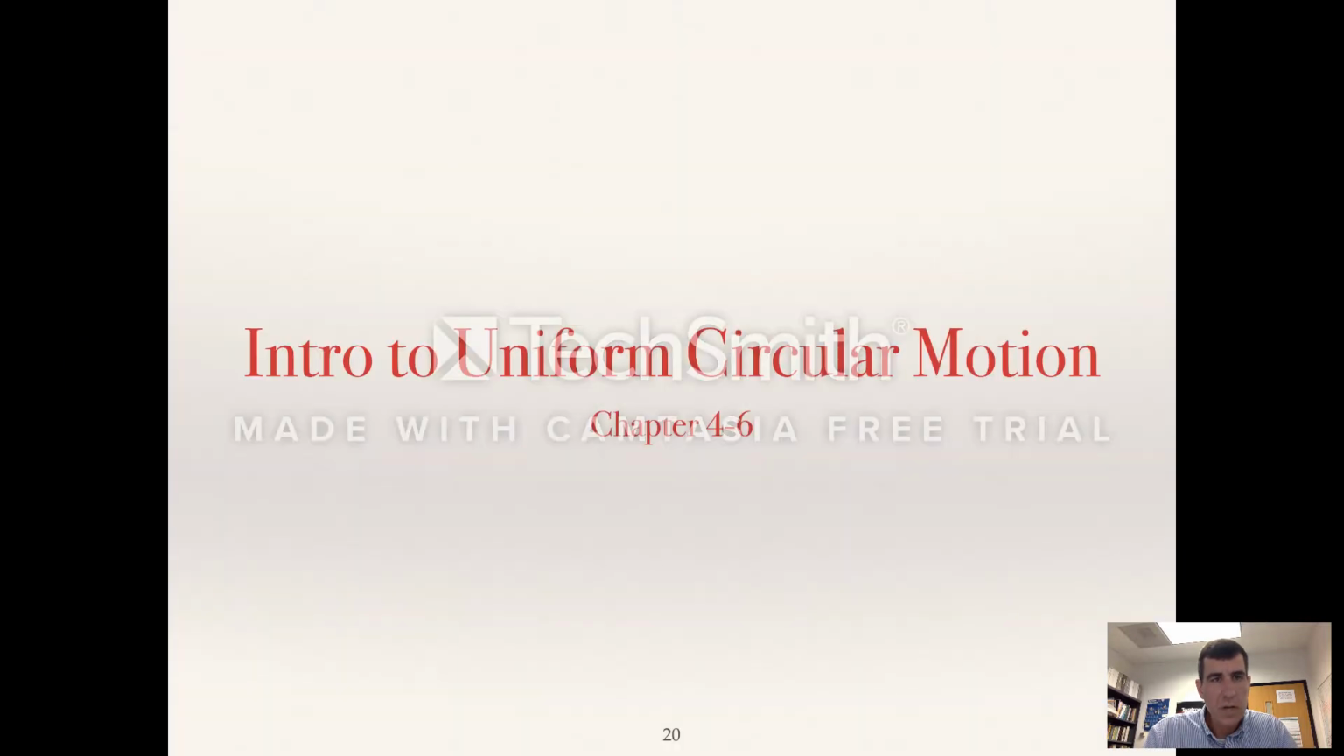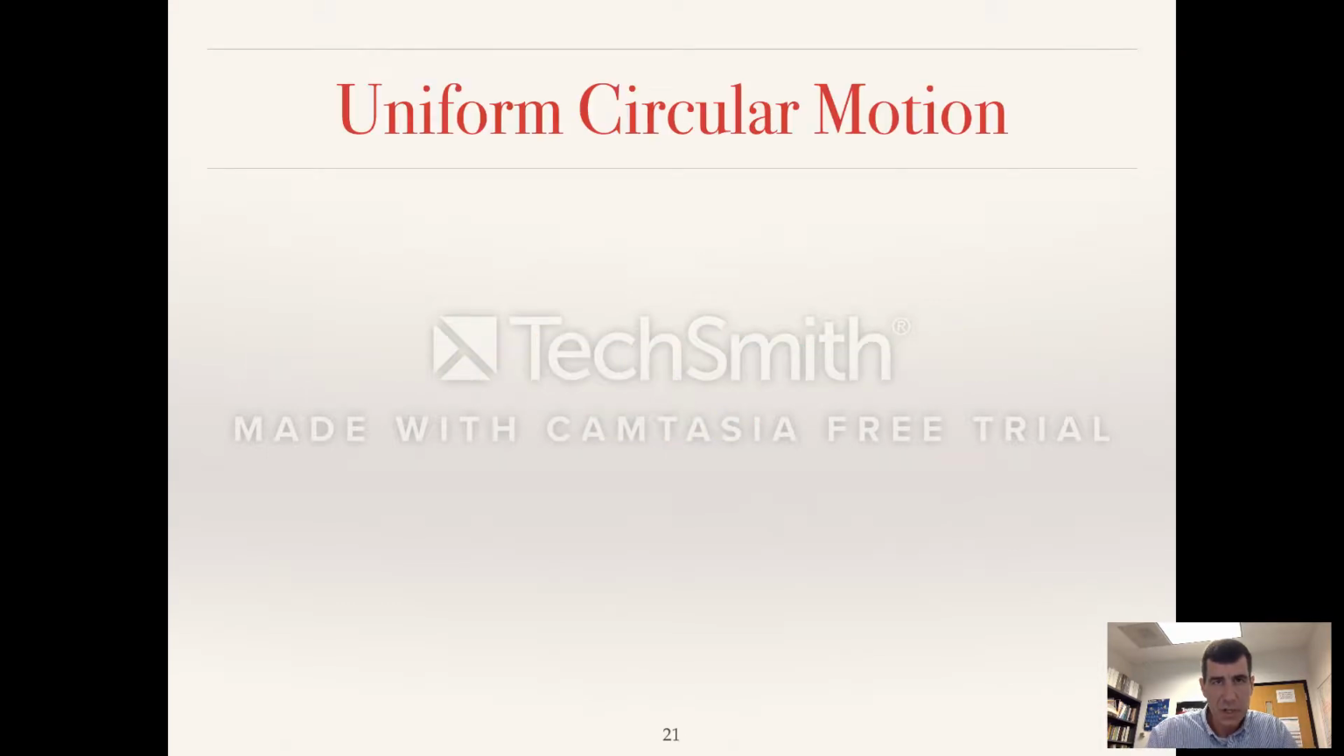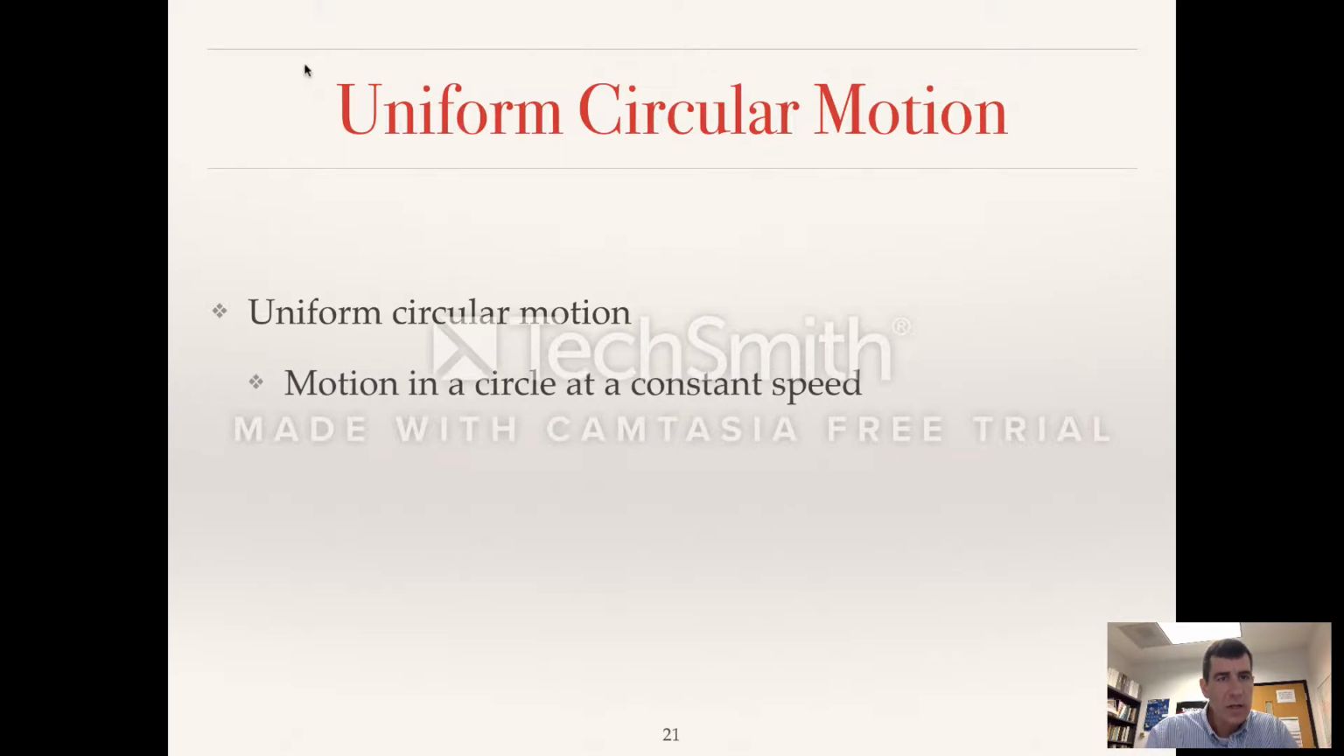So the next video on chapter 4 is going to be a quick introduction to uniform circular motion and just some of the terminology we're going to need. Okay, so first, what do we mean by uniform circular motion? Well, the circular part means that you're moving in a circle, not surprisingly. The uniform part means that you're moving in a circle at a constant speed.